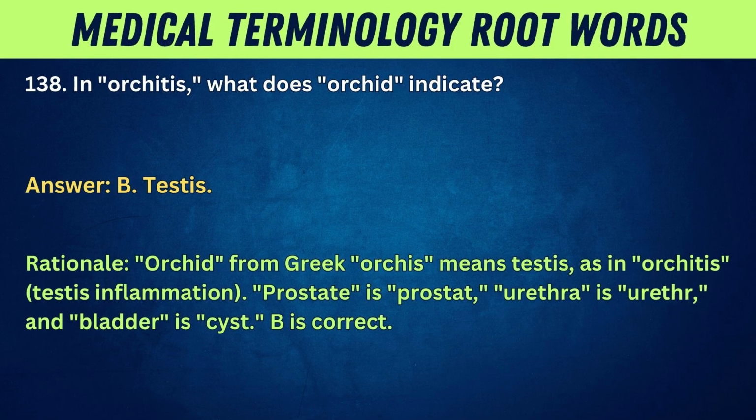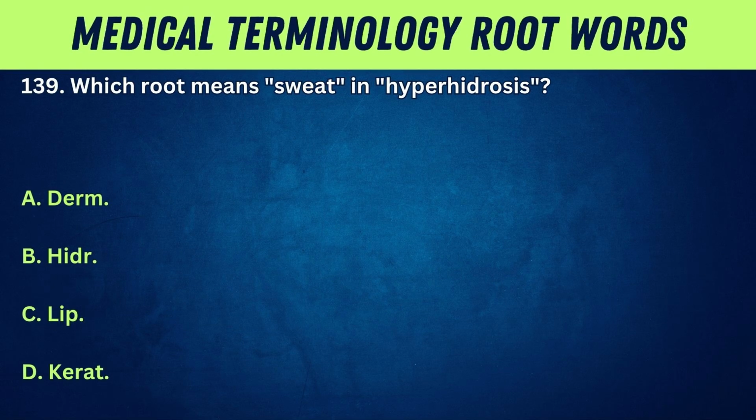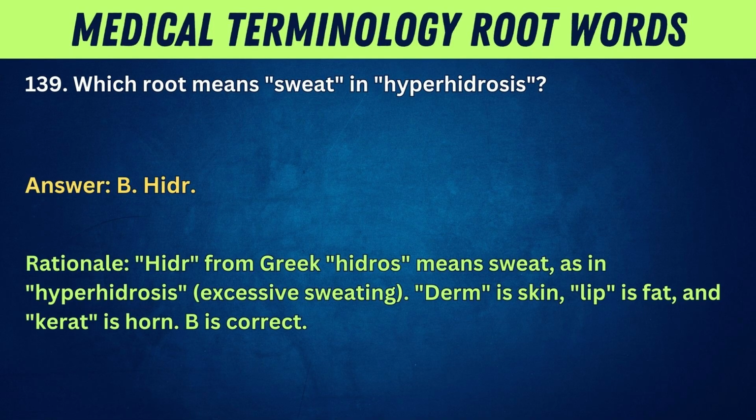B is correct. 139. Which root means sweat in hyperhidrosis? A. Derm. B. Hidr. C. Lip. D. Kerat. Answer: B. Hidr. Rationale: hidr from Greek hydros means sweat, as in hyperhidrosis, excessive sweating. Derm is skin, lip is fat, and kerat is horn.